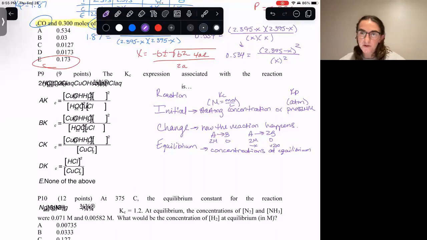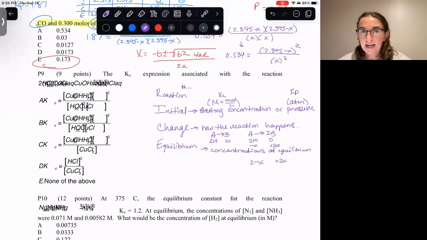So equilibrium for this A and 2B one here would be 2m minus x and then plus 2x. Or you don't even need the m here. This would just be 2 minus x and then plus 2x. Those would be your equilibrium concentrations. And that is an ice table.